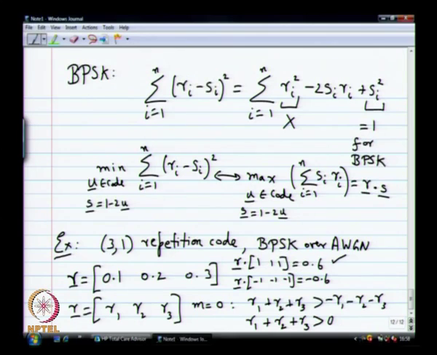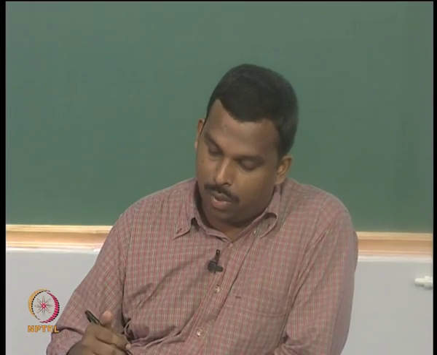Hopefully this is clear. So this is when m is 0. When will you say m is 1? When r1 plus r2 plus r3 is less than 0. So that is all. It is very easy to look at these two conditions. So any other r1, r2, r3 I give you, you can very quickly find out.